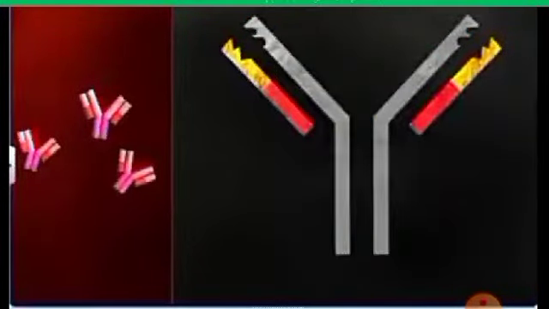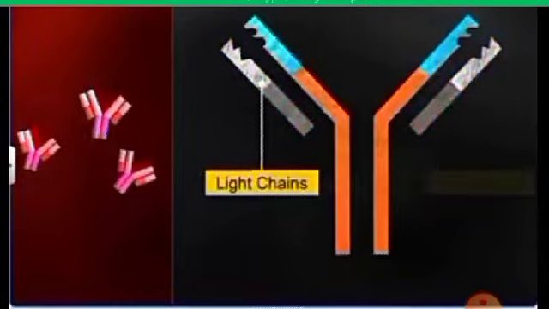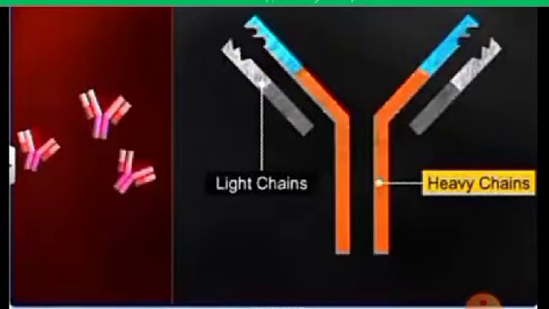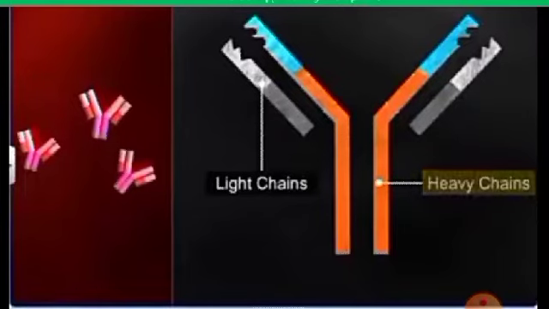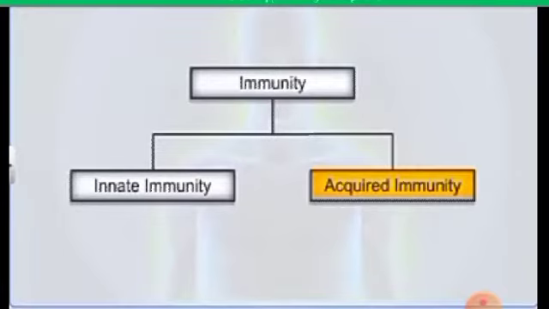which consist of 4 chains, 2 heavy chains and 2 light chains, and they have a specific site that is called the antigen binding site, where any antigen will bind. Antibodies are of the following types: IgA, IgM, IgE, IgG, etc. These are specific to any antigen.